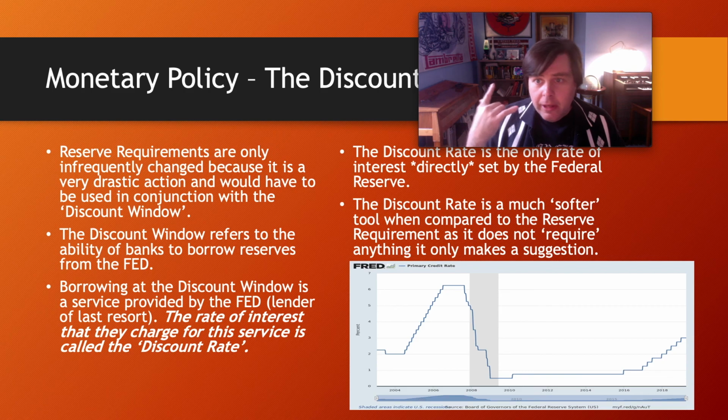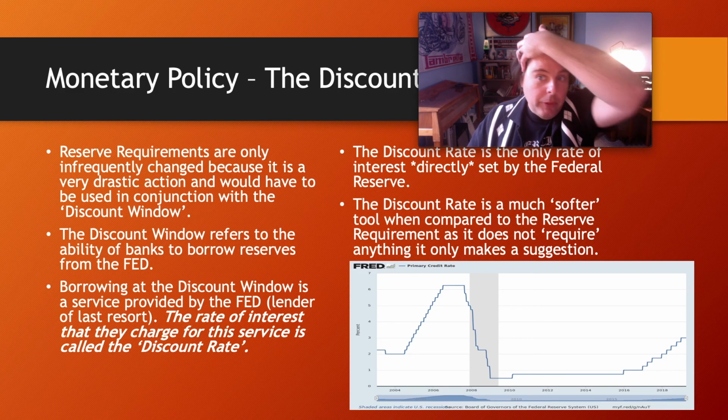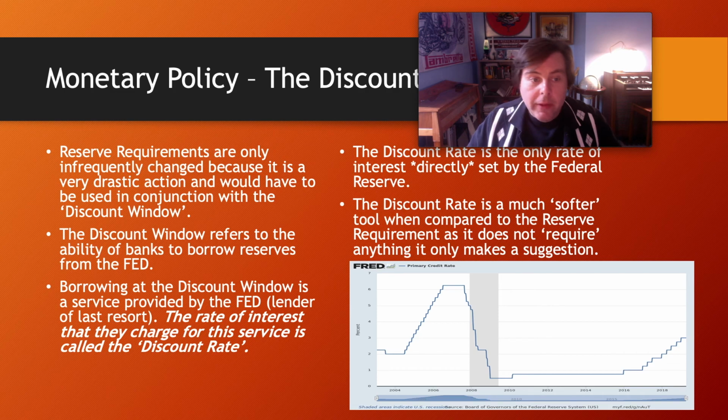But let's say they can't borrow from other banks, and so they put in a call to the Fed and they say, hey, we need some cash over here right now. Well, the Fed's going to do that, right? The Fed's going to provide that liquidity, and they're going to provide it through something called the discount window. Okay, sounds a little silly, but that's what it's called.